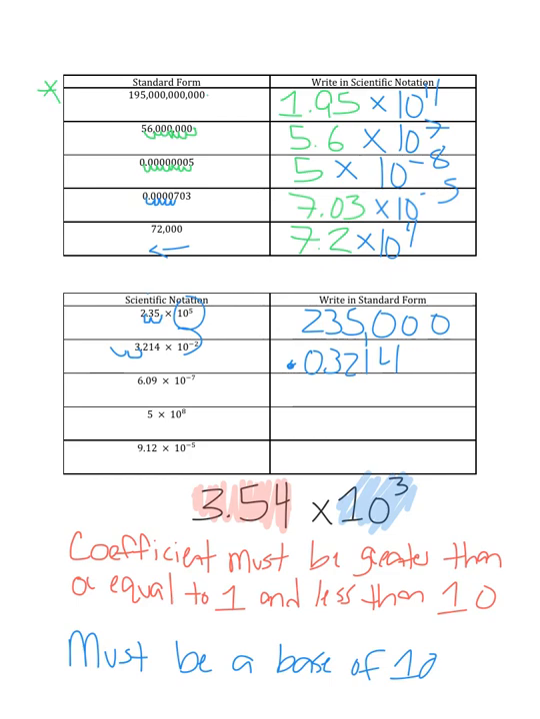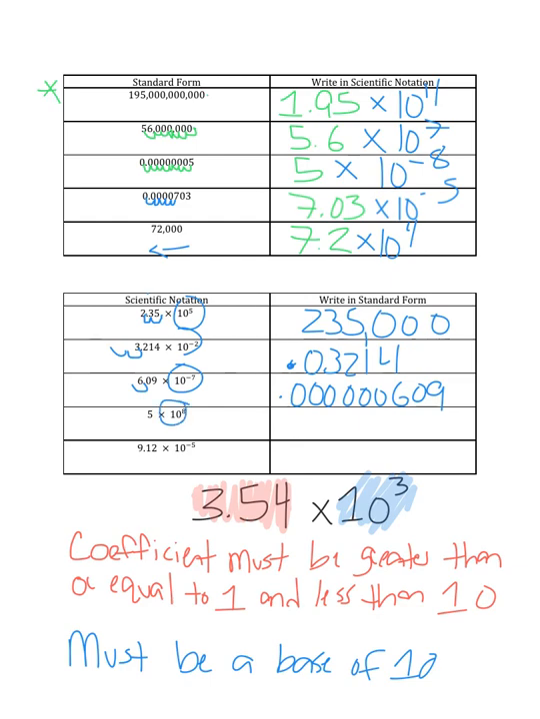In our next example, we have 6.09 times 10 to the negative 7th. Negative exponent tells you a very small number. So we have to move that decimal point over 7 times to the left. Move it over once, we get 0.609. I have to move it over 6 more times, meaning I have to add 6 zeros. And that would be our number in standard form.